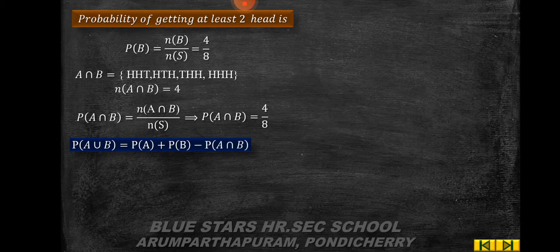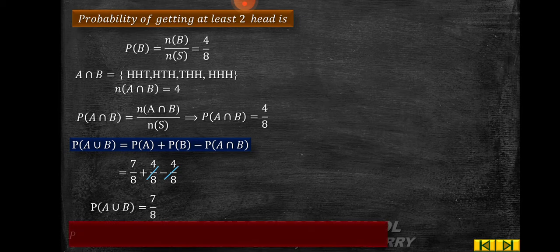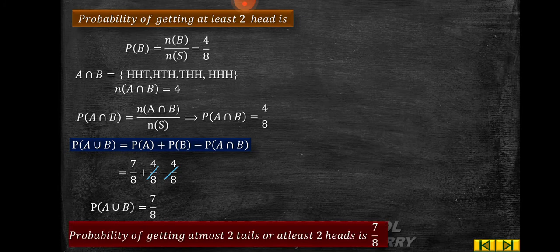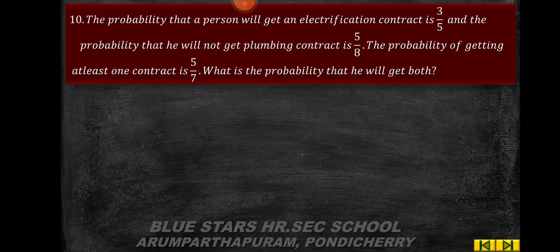Then P of A union B is equal to P of A plus P of B minus P of A intersection B, which is equal to 7 by 8 plus 4 by 8 minus 4 by 8, which is equal to 7 by 8. So P of A union B is equal to 7 by 8. That is, the probability of getting at most 2 tails or at least 2 heads is 7 by 8. Problem number 10.